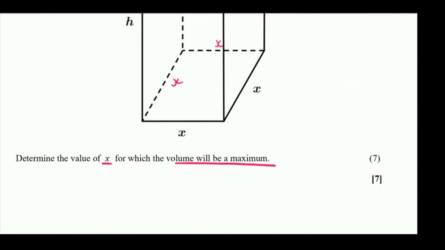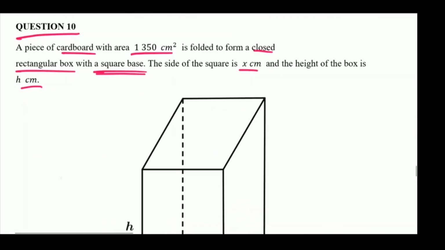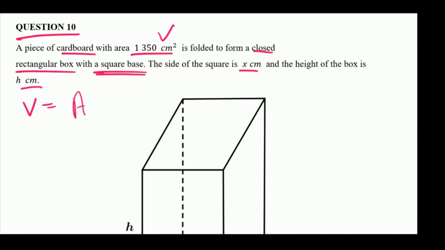So for us to solve this problem, we need to first find the volume, right? Yes, we are given the volume, but let's find the expression of the volume. We know the volume is equal to the area of the base, okay. So for us to solve this problem, we need to find the volume of this shape here. But for us to find the volume, we need to use the area that we are given.